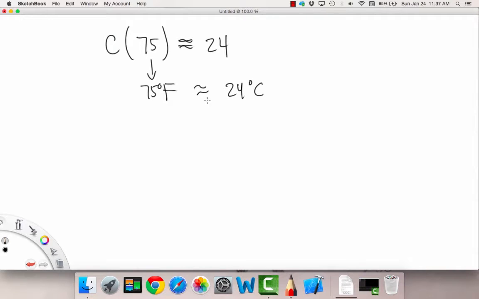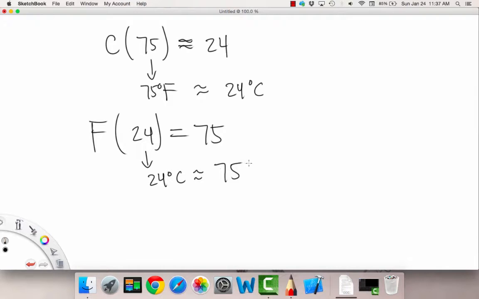Building off of that example, let's say c of 75 is equal to about 24. You would get that by plugging it into the top function on the previous slide. What this represents is that 75 degrees Fahrenheit is about equal to 24 degrees Celsius. Using the inverse, f of 24 is equal to 75, which just means 24 degrees Celsius is about equal to 75 degrees Fahrenheit.